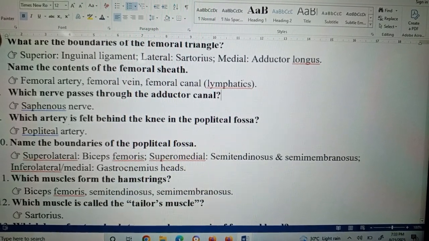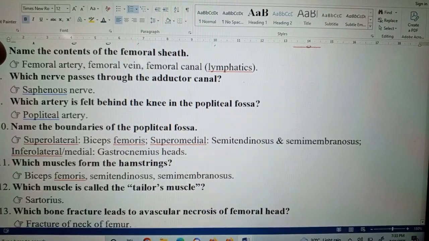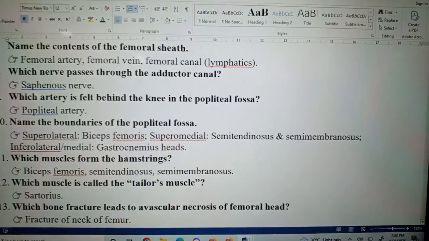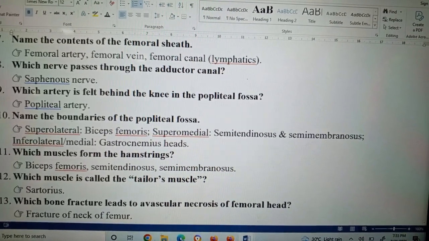Which nerve passes through the adductor canal? Saphenous nerve passes through the adductor canal. It is also an important question. Which artery is felt behind the knee in the popliteal fossa? Popliteal artery is felt.